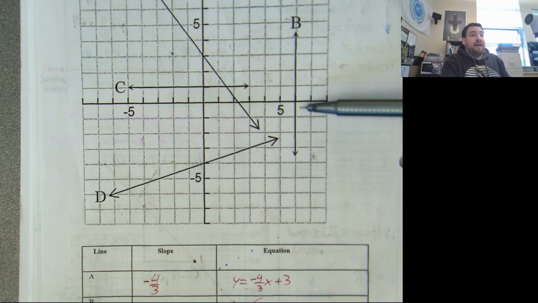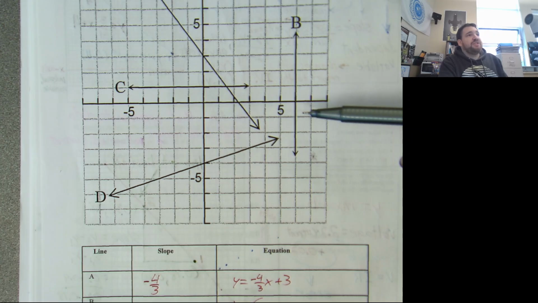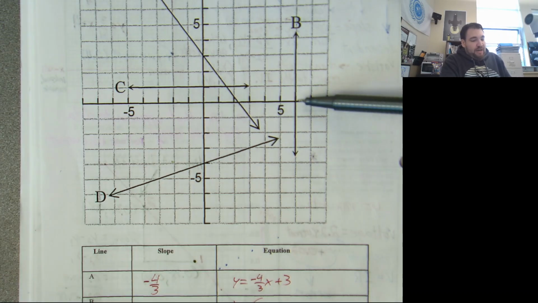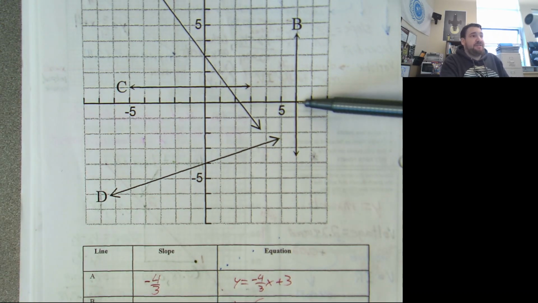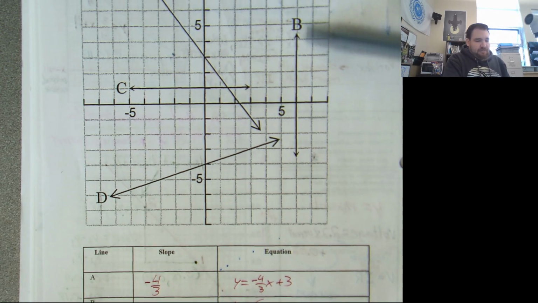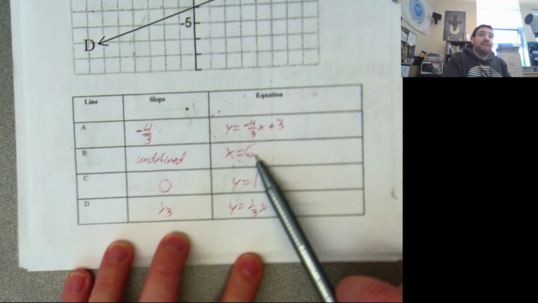When you have a vertical or a horizontal line, your equation is going to be based exclusively off of whatever variable is locked. So in this one, x is locked to 6. Doesn't matter what y is. X is 6 everywhere. And so that's the equation that you would then give.